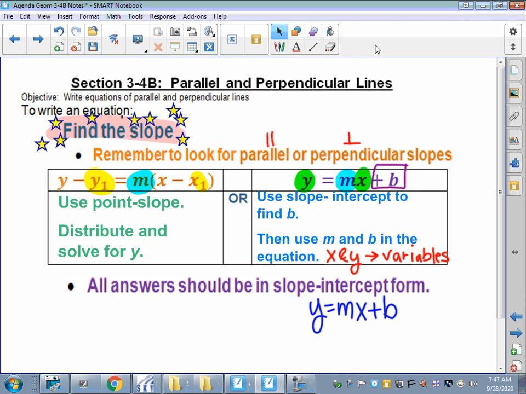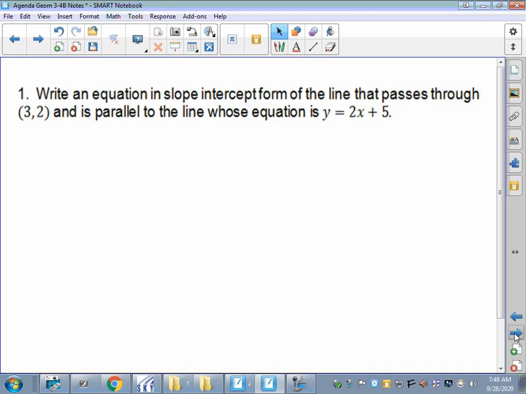So there's a little bit of sneakiness in these problems. Geometry has a tendency to be sneaky. Number one says, write an equation in slope-intercept form of a line that passes through the point 3, 2 and is parallel to the line whose equation is y equals 2x plus 5. A couple important things. We've got an ordered pair, right? x1, y1, or an x, y if you're going to use the other way. The other important thing to look for: look in these problems for the word parallel or perpendicular. It's parallel to this line.